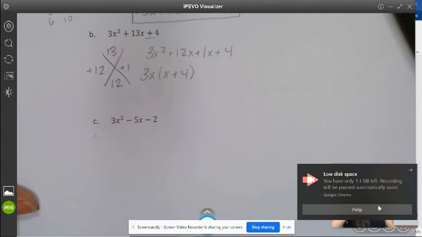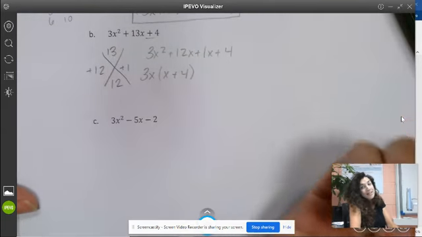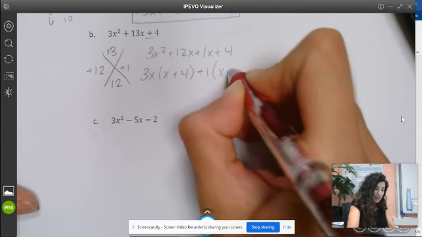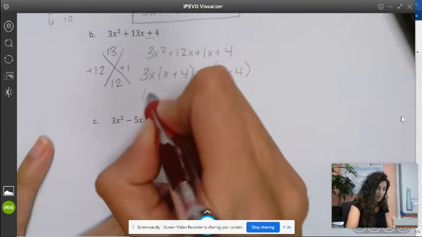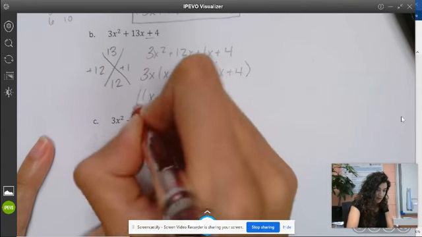There is no greatest common factor here, which means the greatest common factor is 1. So you should write plus 1 and then do x plus 4. And that way it might be a little bit easier for you to see that all you need to do is next take out x plus 4. And you're left with 3x plus 1.